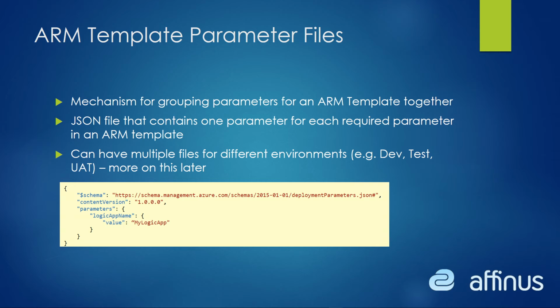Although you can use parameter files for your different environments, you can also use parameter overrides. Or you might decide to have a single parameter file. You might decide to have a parameter file that just has the name of your environment in it, and then use variables in your ARM template to build up the names of the resources. But what we see down here is an example parameter file that's got a single parameter in it. The name of the parameter is Logic App Name, and the value is my Logic App.